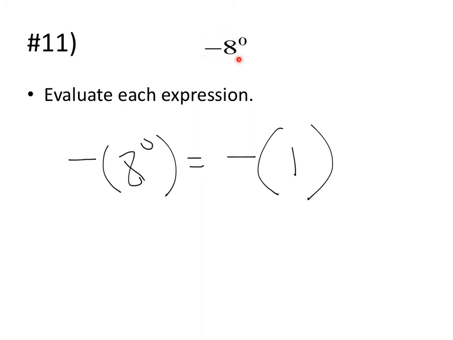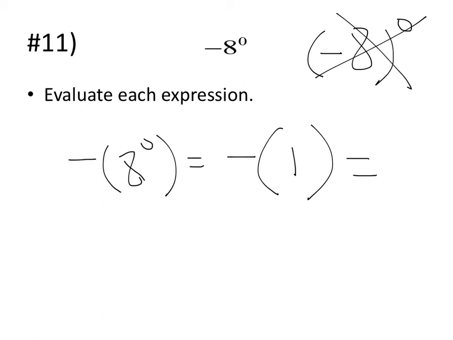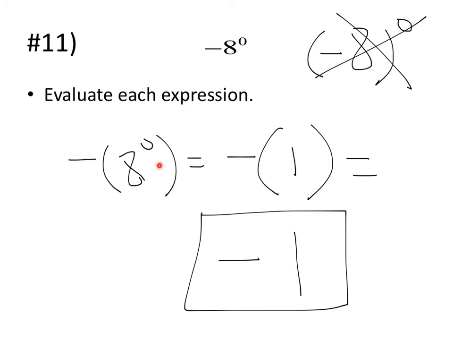This is not negative 8 to the 0 power. That would have to have parentheses around the negative 8. That's not what this says. Okay? So be careful. Here your answer is negative 1, because 8 to the 0 power is 1. That's what's inside the parentheses. And then you have to deal with this negative outside. So the answer to number 11 is negative 1.